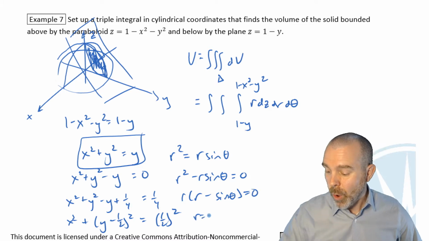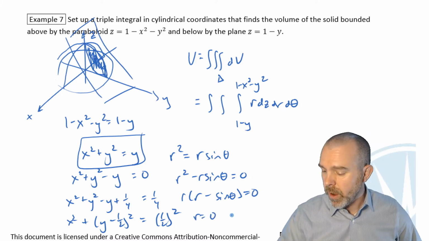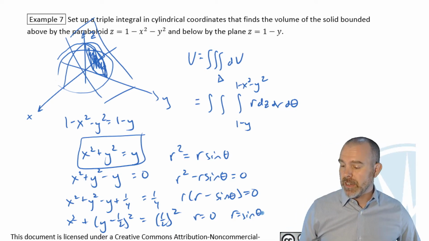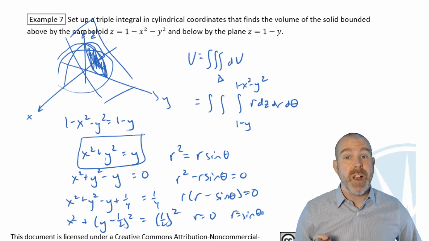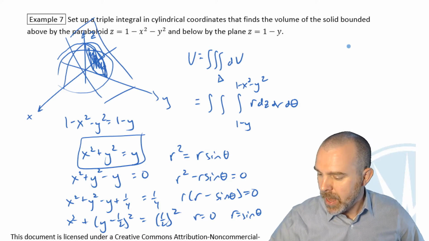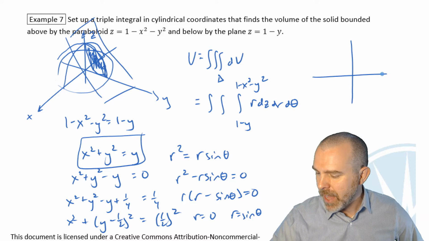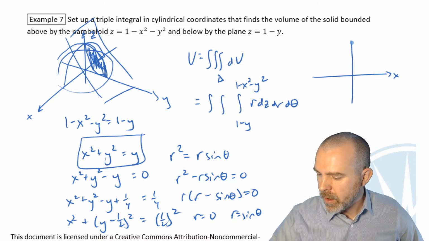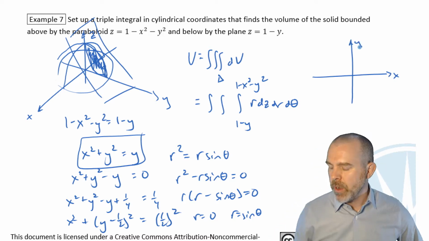So we either get the origin, r equals 0, or r equals sine theta. That's where they intersect. So both of those are actually the same circle, r equals sine theta. You can graph that. I actually have it up on Desmos right now, and I'll pull that up, but you might want to know where it comes from.